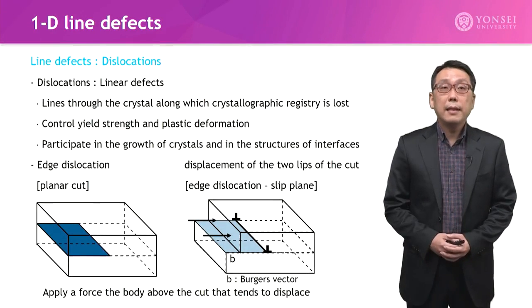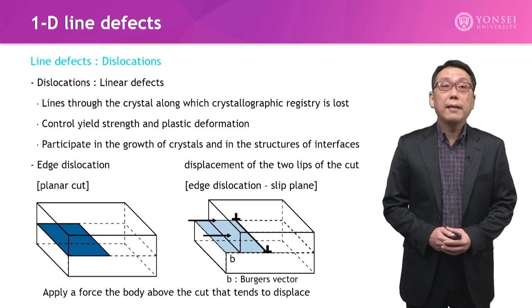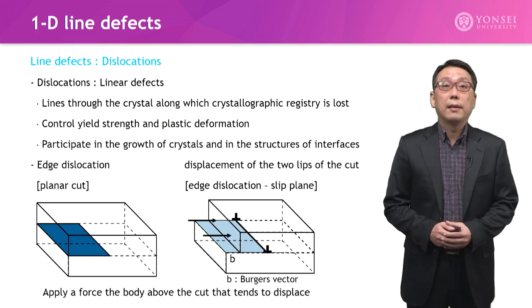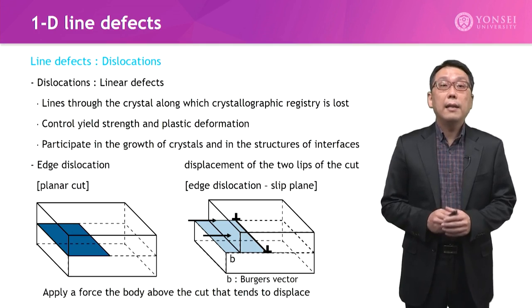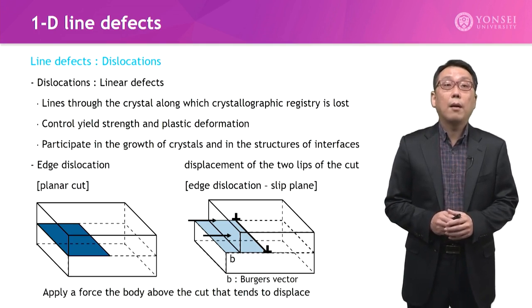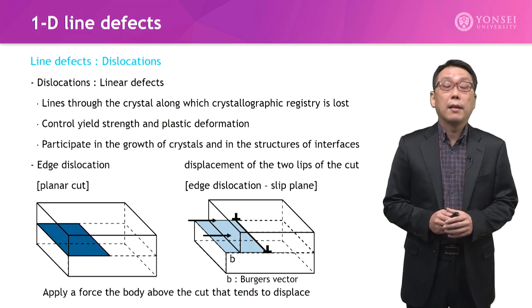Hello everyone. In this lecture, we are going to talk about one-dimensional line defects. The one-dimensional line defects are dislocations. They are lines through the crystal along which crystallographic registry is lost. They can control yield strength and plastic deformation and also participate in the growth of crystals and in the structures of interfaces.